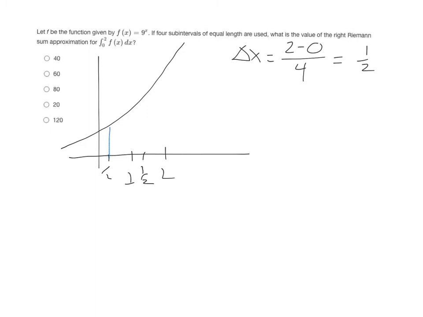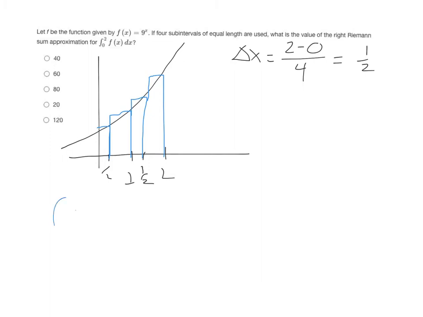Right endpoint rectangle, right endpoint rectangle, right endpoint rectangle, right endpoint rectangle. And I know that the width of all of these is going to be 1/2, so it's just a matter of finding what those right endpoint function values are. And that's just figuring out what is the function value at each of the right endpoints. And so it's just 9 to whatever power. 9 to the 1/2, 9 to the first, 9 to the 3/2, 9 to the second. So we'll go ahead and write that down.